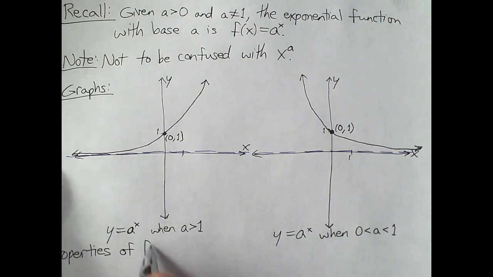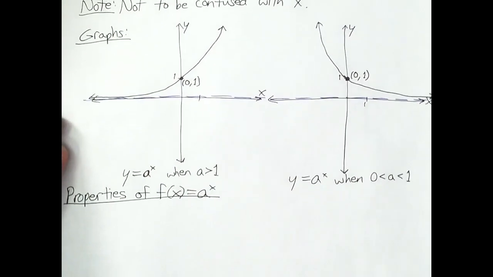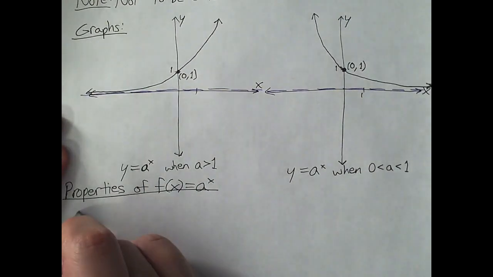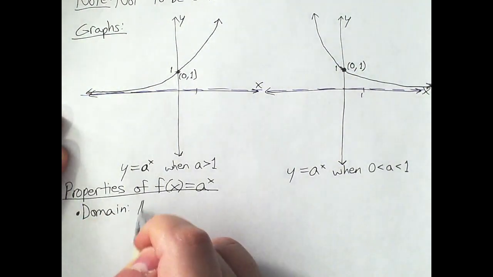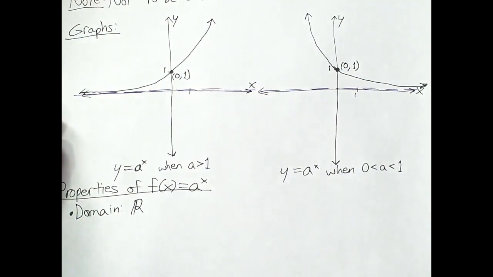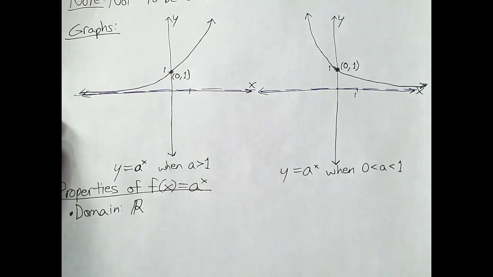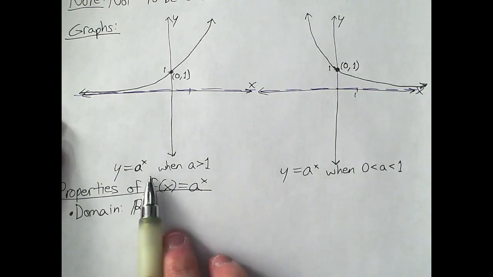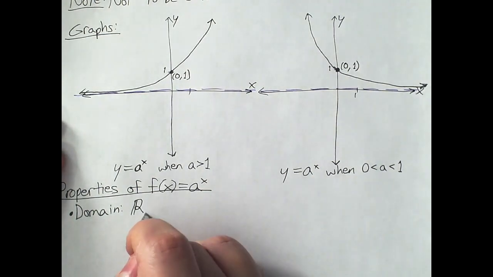Properties of f of x equals a to the x. And I'm talking about both cases now, all exponential functions. First of all, the domain is all real numbers. You can put in any number you want: a to the 1, a to the 2, a to the 3, a to the negative 10. x is allowed to be negative. x is allowed to be 0. x can be any real number.